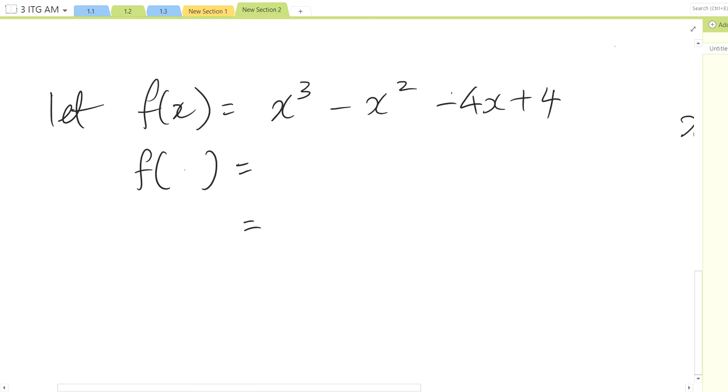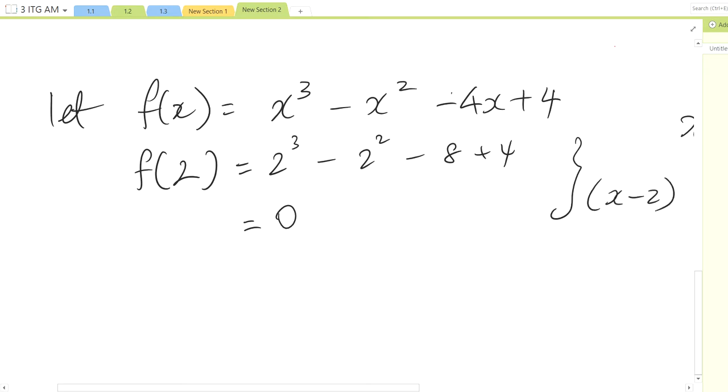We always try simple numbers, okay? Let's say I like the number 2 today. I try 2. So I have 2 to the power 3 minus 2 squared minus 8 plus 4. Do I get 0? I don't. I get 8 minus... Hey, wait, I do, right? I get 0 again. I'm so lucky today. Now we know that x minus 2 is also a factor, right? Okay, I didn't mean for it to be this way. I try to give an example where it is not equal to 0.